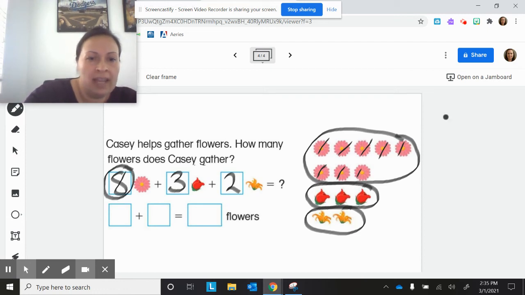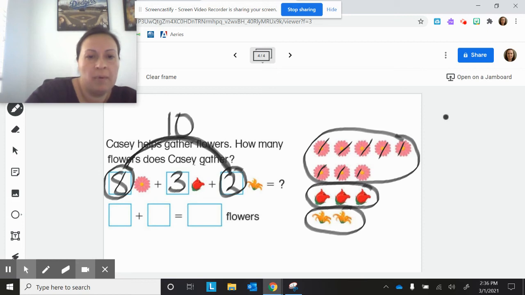So I'm going to circle 8. I'm going to circle 2. I'm going to connect them with my rainbow here. Go draw your rainbow. And let's put a 10. Now let's remember we added 8 and 2, and that got us 10. So we're going to put it down here again.